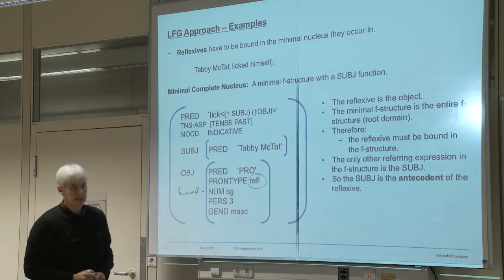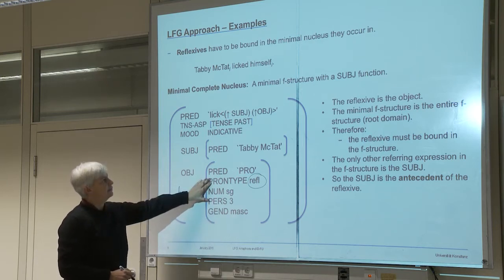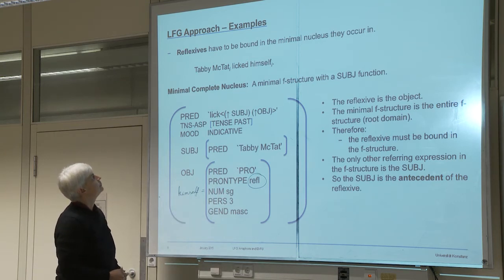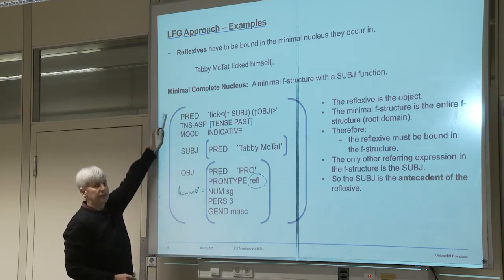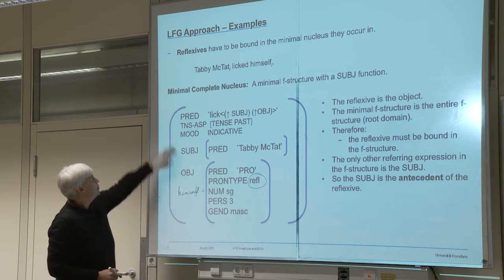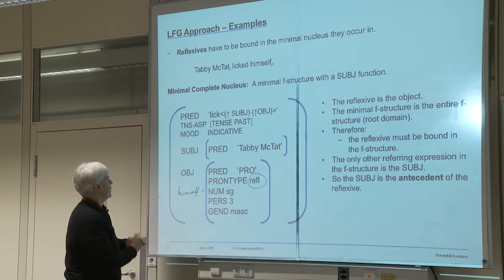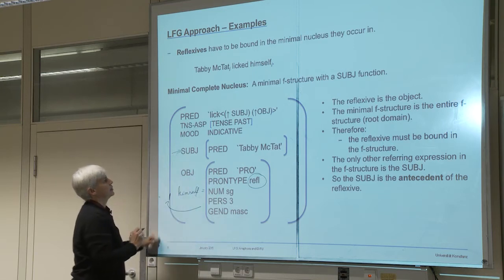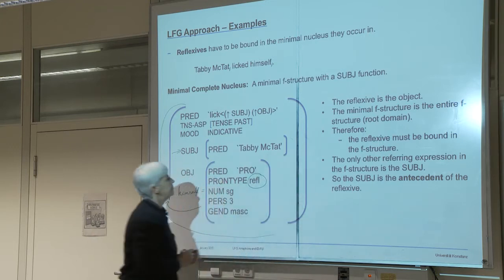Otherwise, the F structure is exactly the same. What does it say? Reflexives have to be bound in the minimal nucleus they occur in. So this is the reflexive. The minimal F structure is the entire F structure, actually. Because what was the minimal nucleus? The minimal complete nucleus, I've given you the definition here, is a minimal F structure with a subject function. So we go here, we go find an F structure, this one, and check if it has a subject. Yes. So the minimal nucleus is actually this whole thing, this whole F structure.